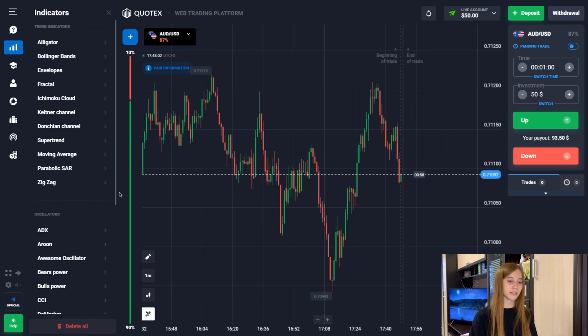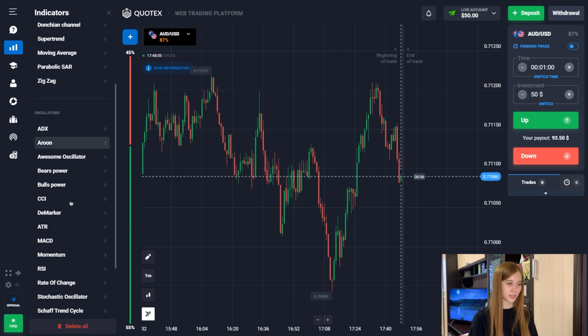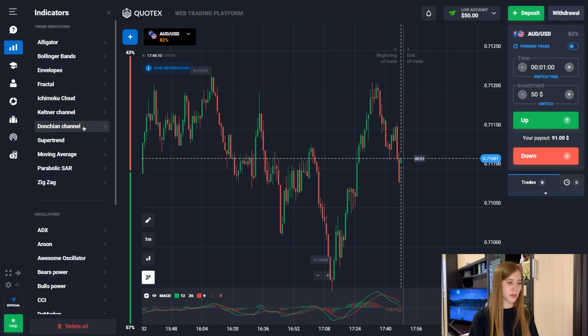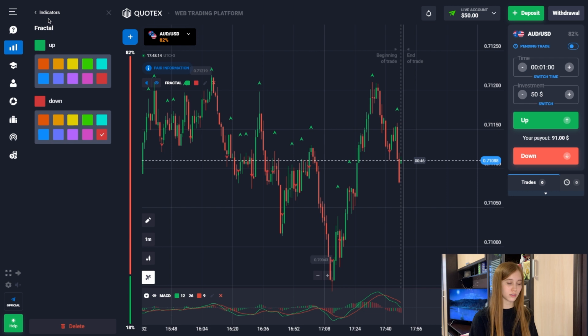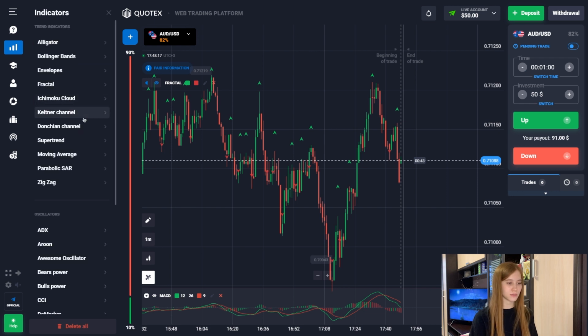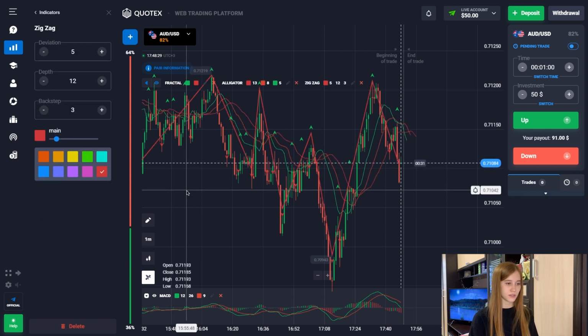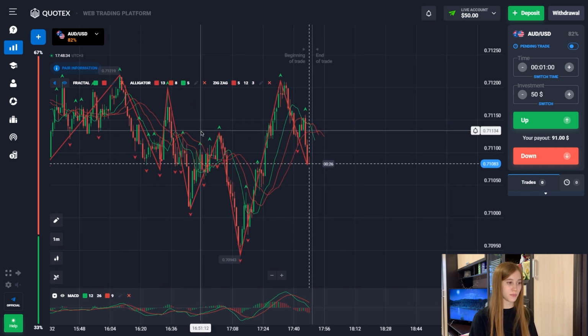So let's now analyze the indicators that we need today. The first basis is MACD. Definitely a fractal. I don't trade without it. It's also necessary to determine the trend. It will be an alligator and zigzag. So great, now we have set up the indicators by which we will trade.